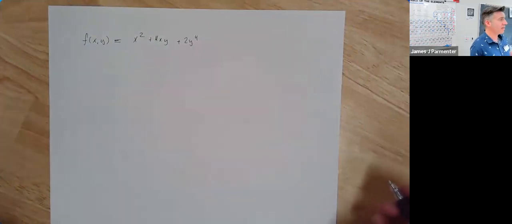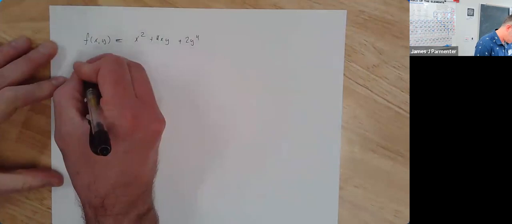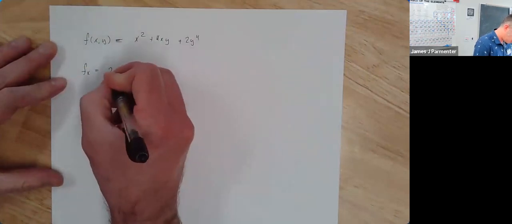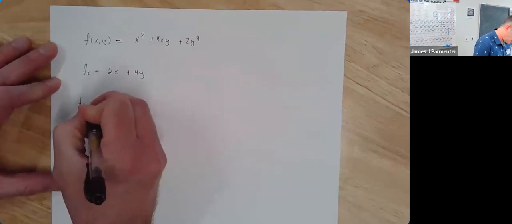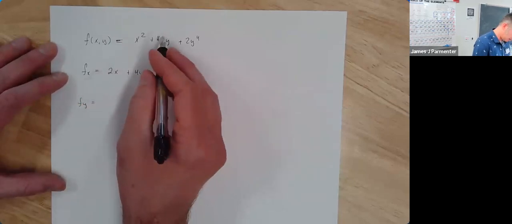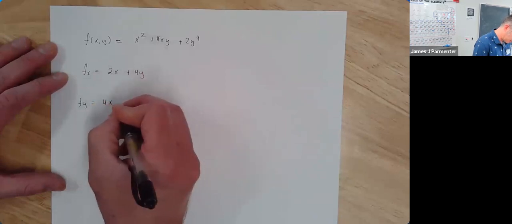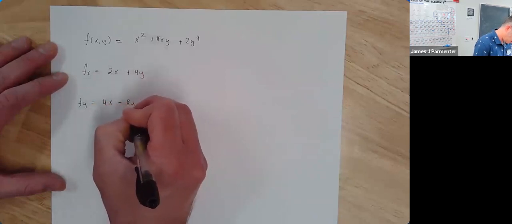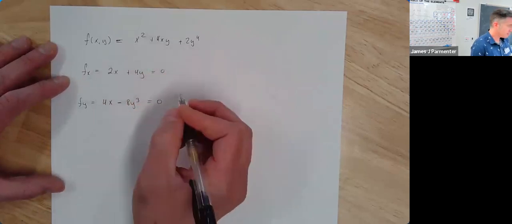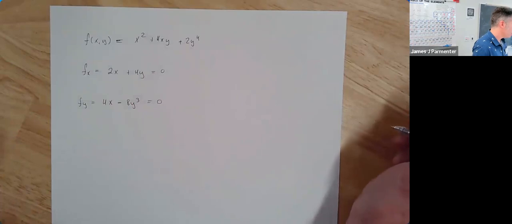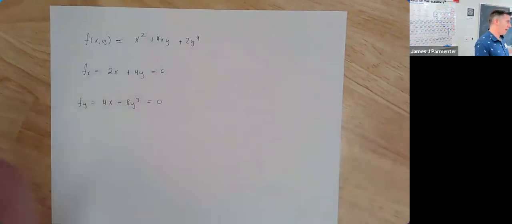The first step to that is finding the first partials. We're going to take fx, that's going to be 2x plus 4y, and fy, which is 4x minus 8y cubed. We're going to set each of those equal to 0. Now, sometimes this works out nicely and you just get x equal to 1 and y equal to 2. Not the case here. Here we have to put forth a little more effort to actually find our critical points.